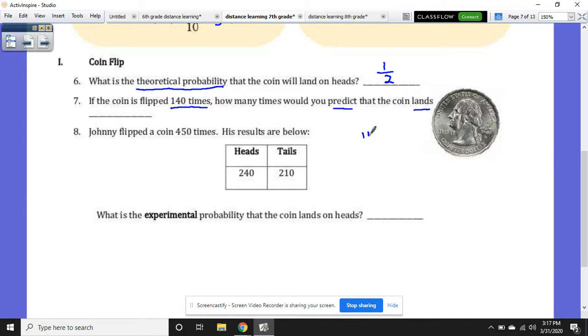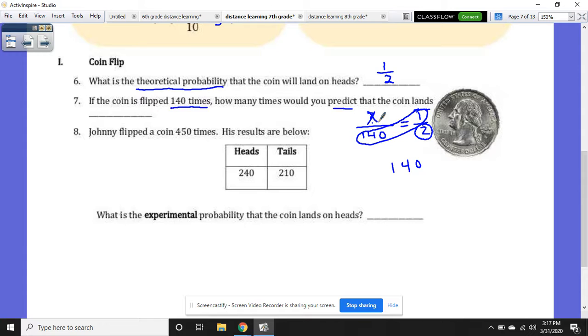If you're flipping it 140 times and the theoretical probability is 1/2, I want to know how many times out of 140 it is going to land on heads. Well, you write your 2 fractions out. I don't know what this number is, that's what I'm looking for, but I know that I want it equal to 1/2, because that's your theoretical probability. So what you do here is cross multiply. I'm going to multiply the 140 and the 1, so 140 times 1 is 140. And then I'm going to divide by that third number that's not there.